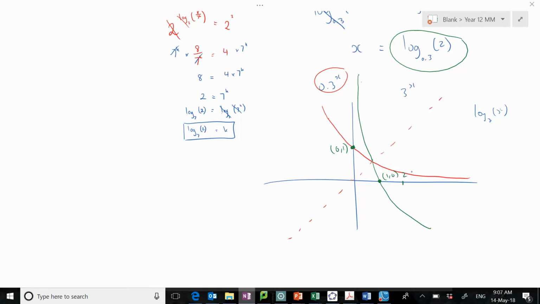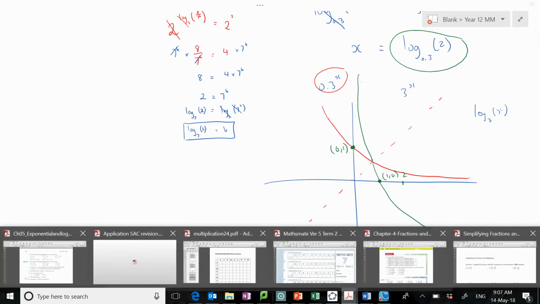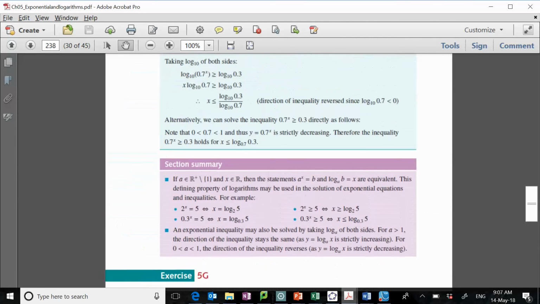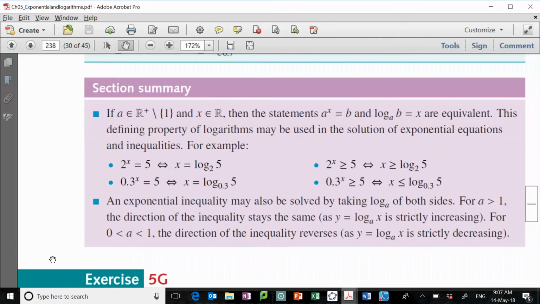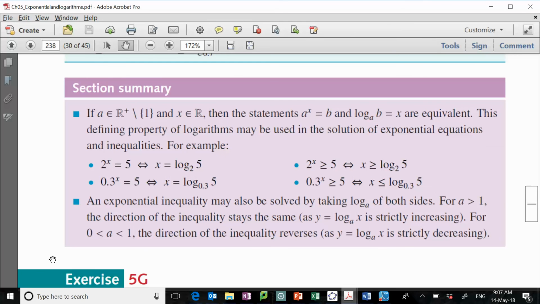So if you have a look at your textbook, they do try to describe it in your textbook as well. So where's your textbook? Here we go. If I go up a bit, they try to tell you here, they did 0.3 to the power of x equals 5. Solve for x. This value here is no longer positive. This is actually a negative.